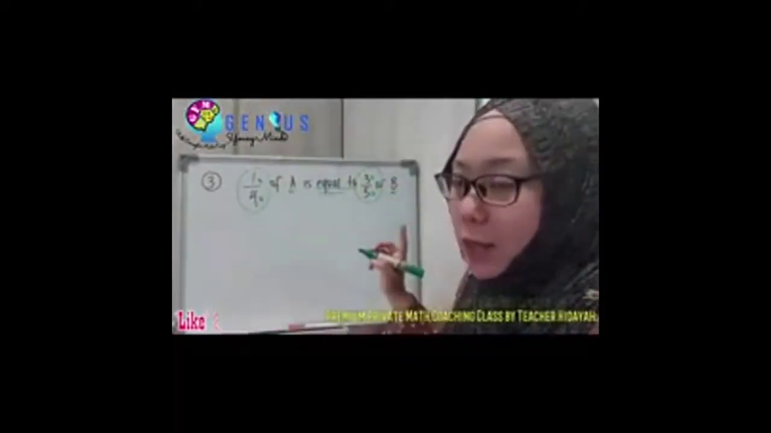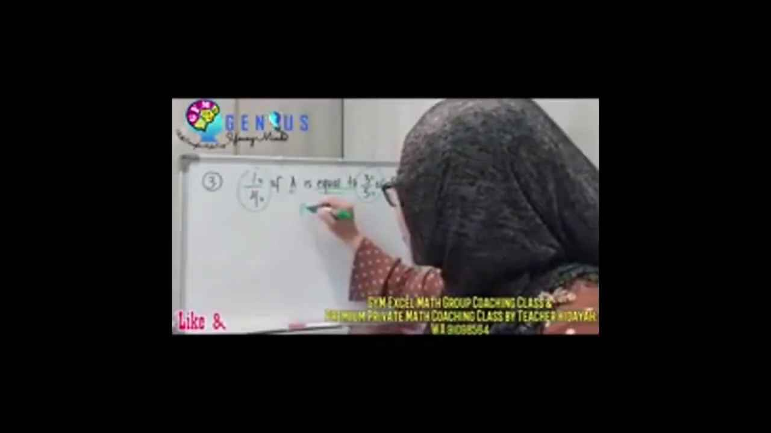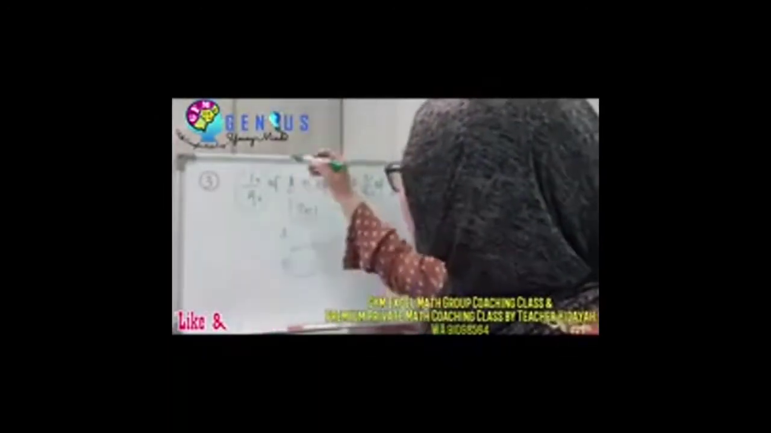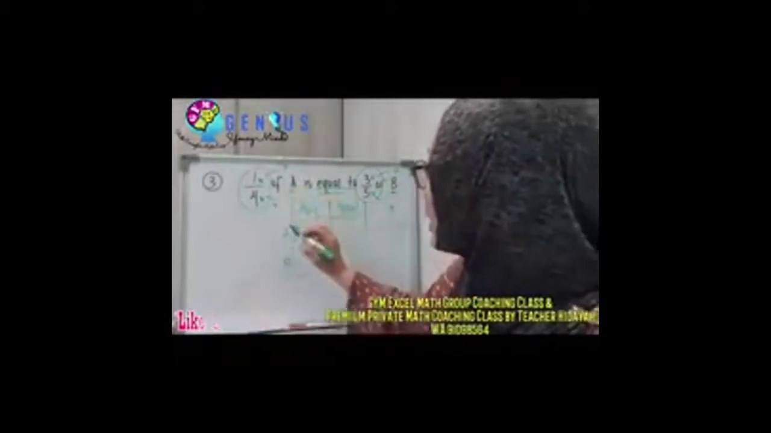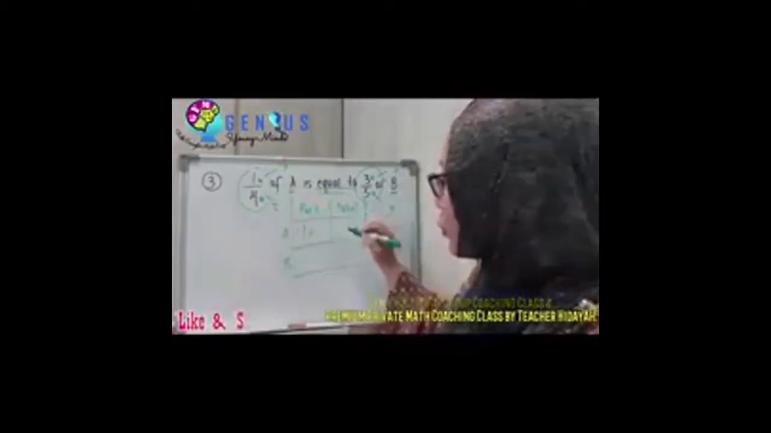For equal concept, you have to identify where is the part and where is the total. So we are going to draw out this kind of box, and then we put A and we put B this way. We see here the top, the numerator, is the part, and the denominator always refers to the total. Same goes here, this is the part and this is the total. So for A, the part is 1 unit, the total is 4 units. For B, the part is 3 units and the total is 5 units.